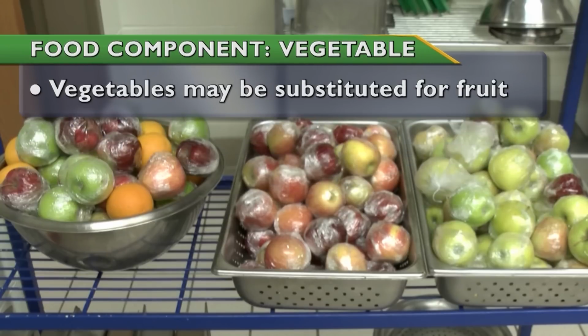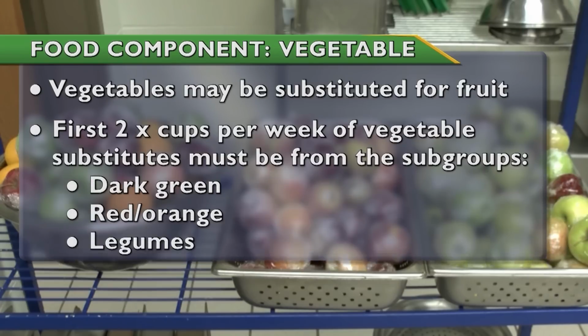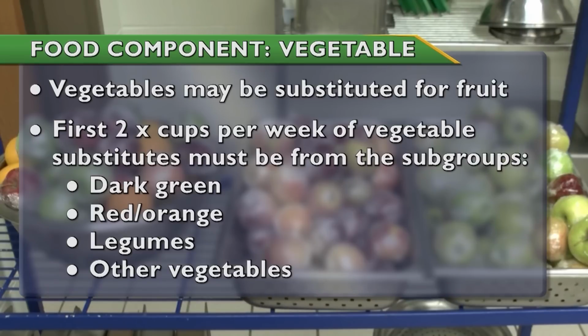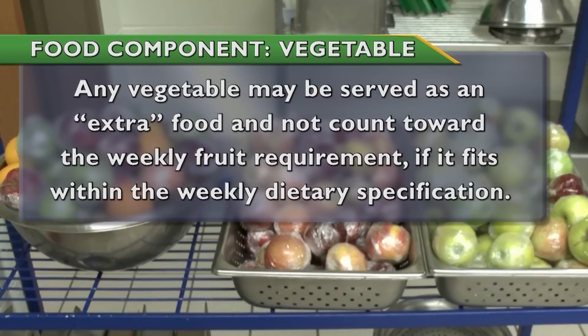Vegetables may be substituted for fruit, but the first 2 cups per week of any such substitution must be from the following vegetable subgroups: dark green, red, orange, legumes, beans and peas, or other vegetables, such as pasteurized full-strength vegetable juice. Any vegetable may be served as an extra food and not count toward the weekly fruit requirement as long as it fits within the weekly dietary specification.